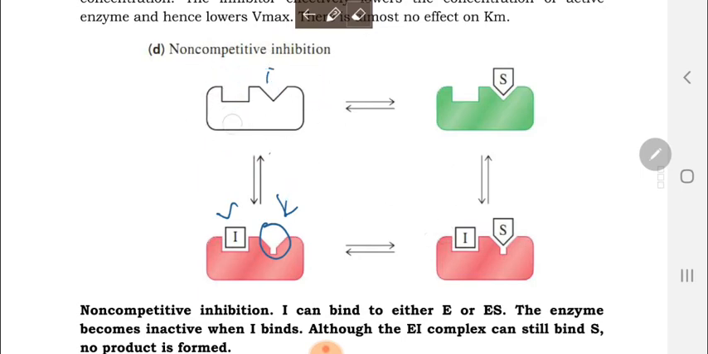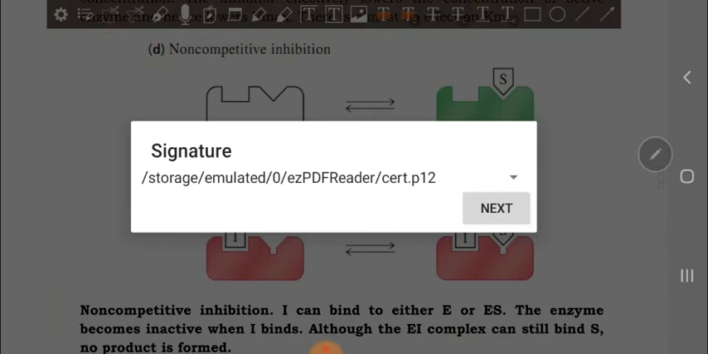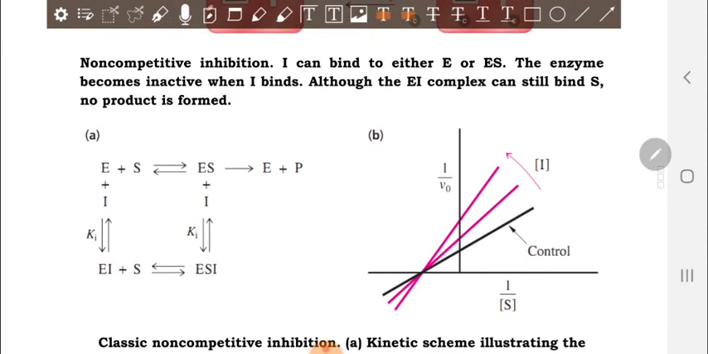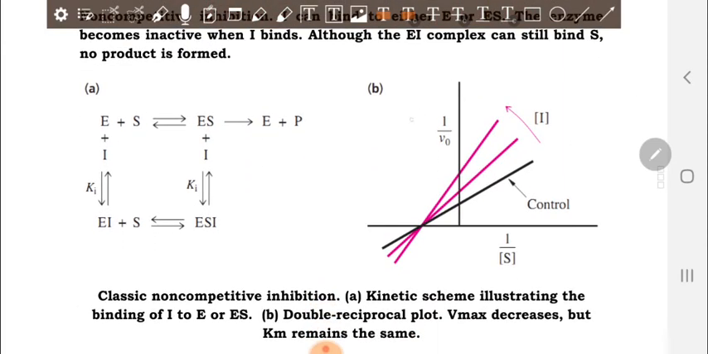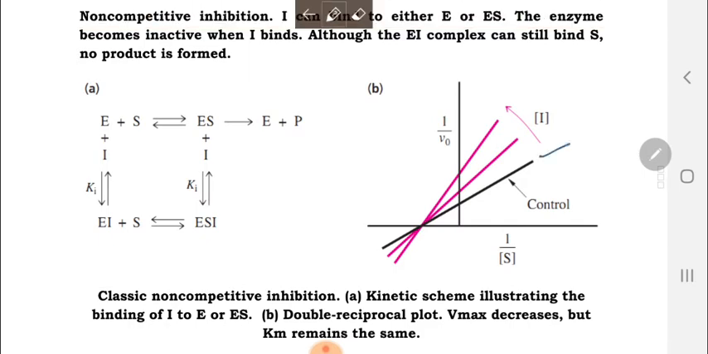So now we are going to look at the kinetics pattern of non-competitive inhibition. Have a look here. This is the control. Control means without inhibitor, and these are the lowest concentration and highest concentration of inhibitor.